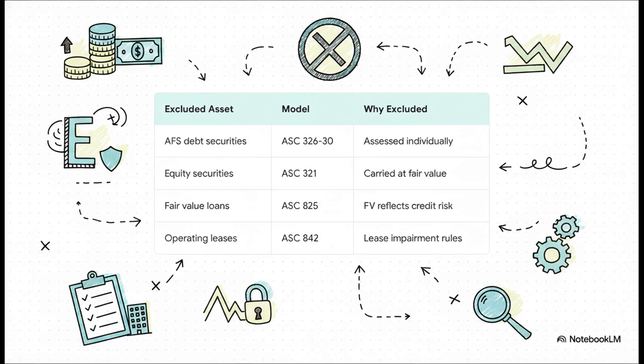Equity securities are handled by ASC 321 because they're already carried at fair value. Loans at fair value option belong to ASC 825 because their fair value already reflects credit risk. And operating lease receivables, which remember are completely different from the finance leases we mentioned earlier, fall under ASC 842's lease impairment guidance. So if you're dealing with these assets, you can safely set the CCL handbook aside.